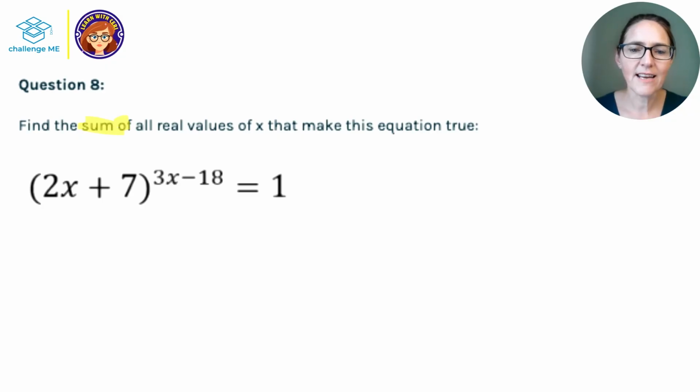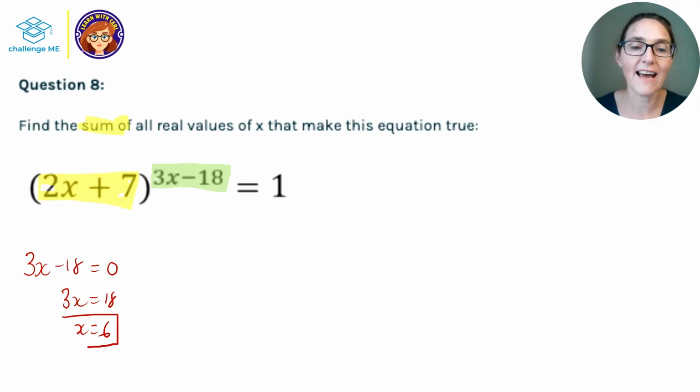Interestingly, you probably know this, when you take a base to a power, I'll put my base in yellow and I'll put my power in green so we can keep track of that. And the value is 1. It could be that the power is 0, so the index is 0. So let's solve that as our first option. So it could be that 3x minus 18 equals 0, because no matter what's in the bracket, a power of 0 is 1. So 3x is 18 and x is 6 is a potential option for x.